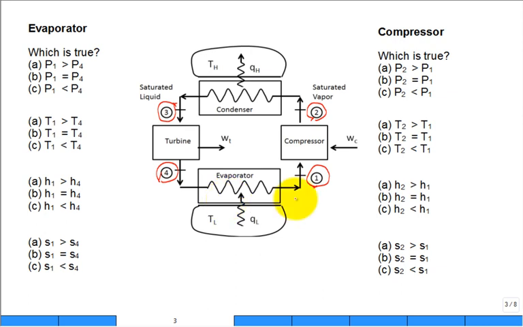So let's start by comparing states 4 and 1. Okay. So which of these is true? Is the pressure at 1 greater than the pressure at 4? Is the pressure at 1 equal to the pressure at 4? Or is the pressure at 1 less than the pressure at 4? Only one of these is true. So, yes, B. You're done. Relax. Now for the temperatures. The temperatures are the same. So we have two that are out of the game. Now the enthalpies.